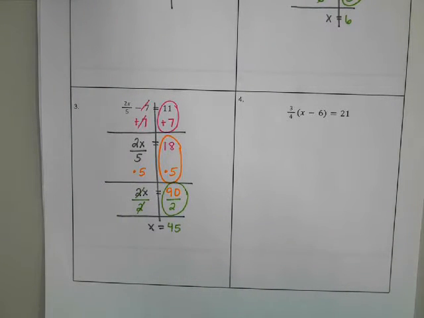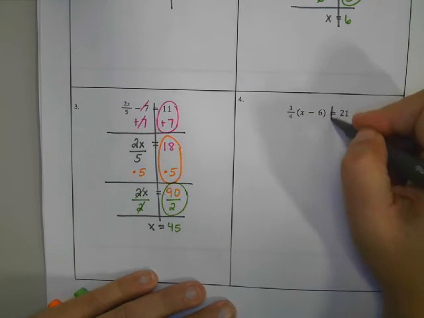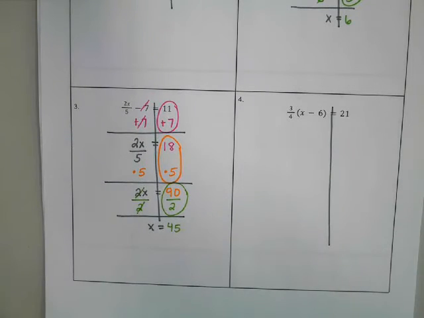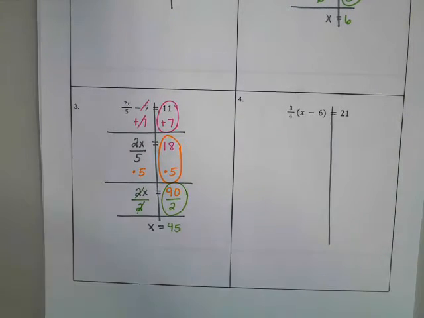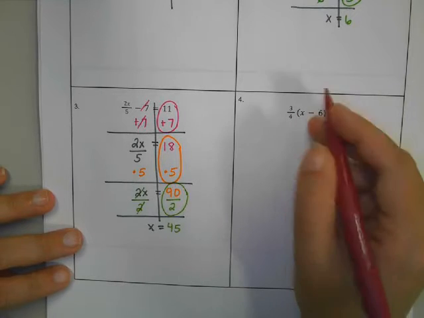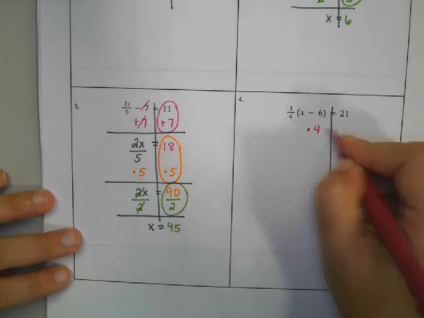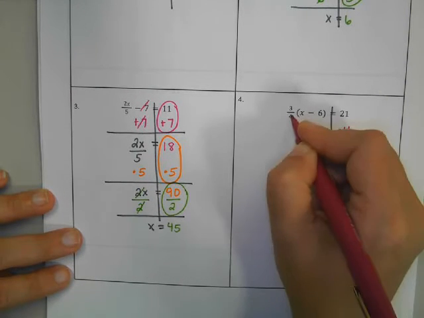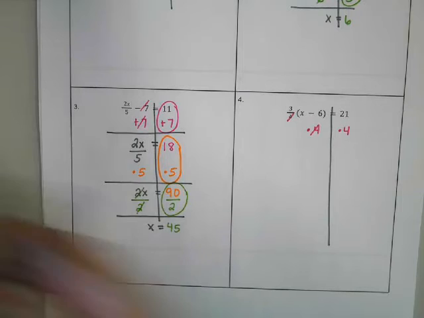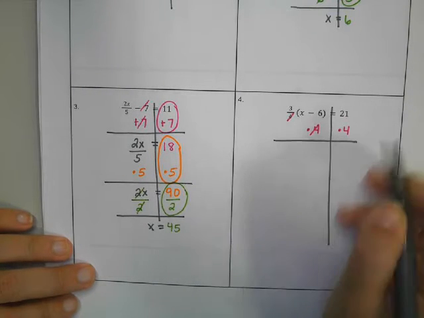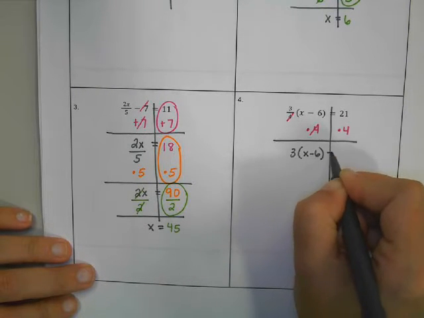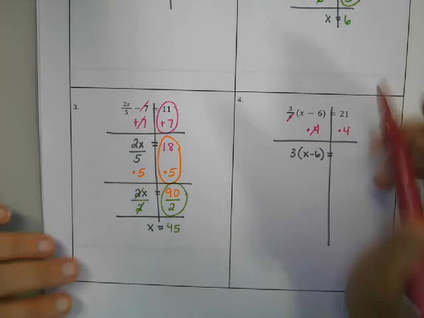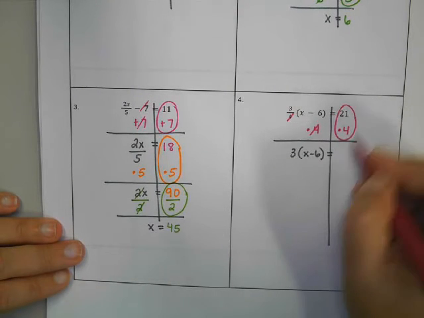For problem number 4, I'm going to go ahead and draw a vertical line through my equal sign. Now I'm noticing that this time I have a 3/4 on the outside. So to undo the divide by 4, I'm going to multiply by 4 on both sides. So this 4 will cancel this 4. Now when I drop this down, I'm still going to have the 3 and then the x minus 6. And 21 times 4 is 84.